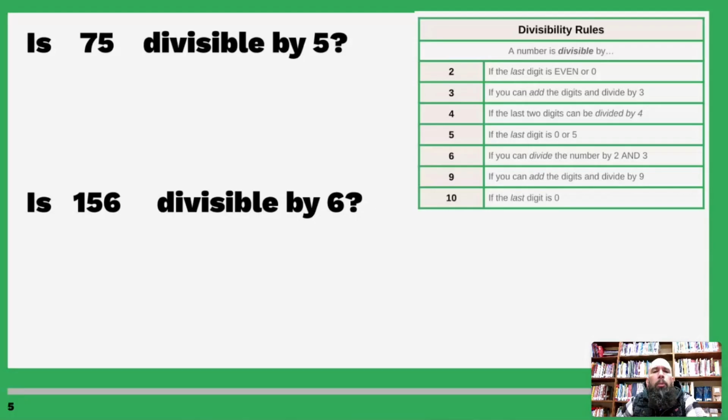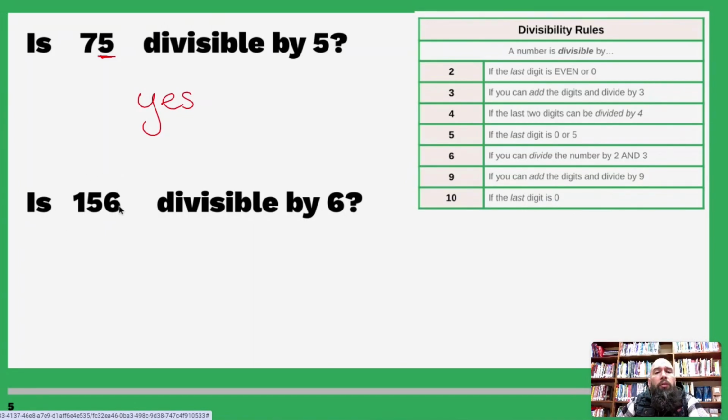Let's hit some of these other numbers. Is 75 divisible by 5? Well, if your last digit is 0 or 5, and it's 5, then yes, it is divisible by 5. Okay? So that's how you do the 5. The 5 ones and the 10 ones, easy peasy.